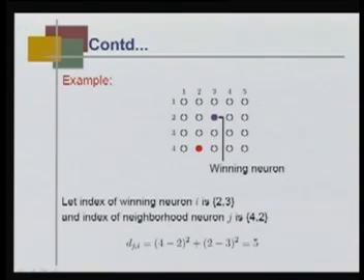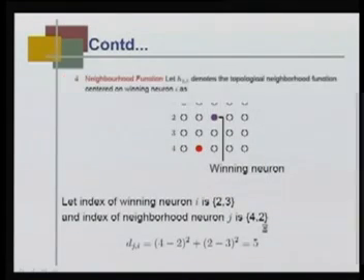Now, if I have a 2D lattice, and this is my winning neuron, then this neuron has a distance. You can easily see this neuron has a position (4, 2), and the winning neuron position is (2, 3). So, the distance is (4 minus 2) whole square plus (2 minus 3) whole square, which is 5. Of course, you can also take the square root, that is all right, whatever distance you say.